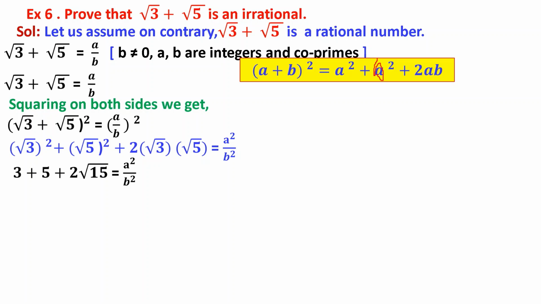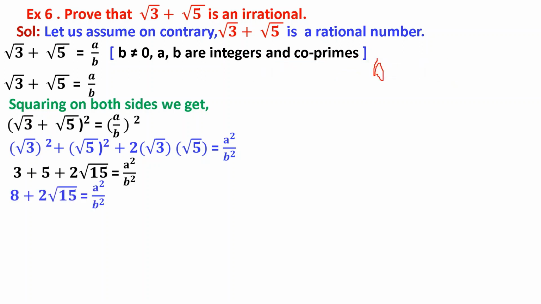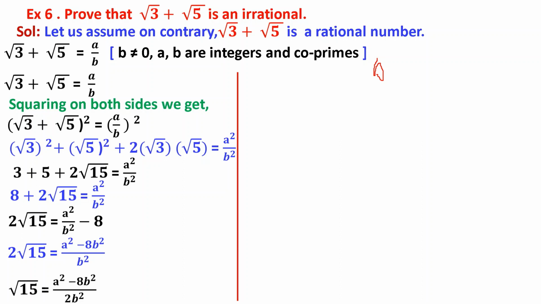So 3 plus 5 plus 2 root 15 is equal to a square by b square. Now 8 plus 2 root 15 is equal to a square by b square. On transferring 8 to the right side, we get 2 root 15 is equal to a square by b square minus 8. By simplifying, we get 2 root 15 is equal to (a square minus 8b square) by b square. So root 15 is equal to (a square minus 8b square) by 2b square.